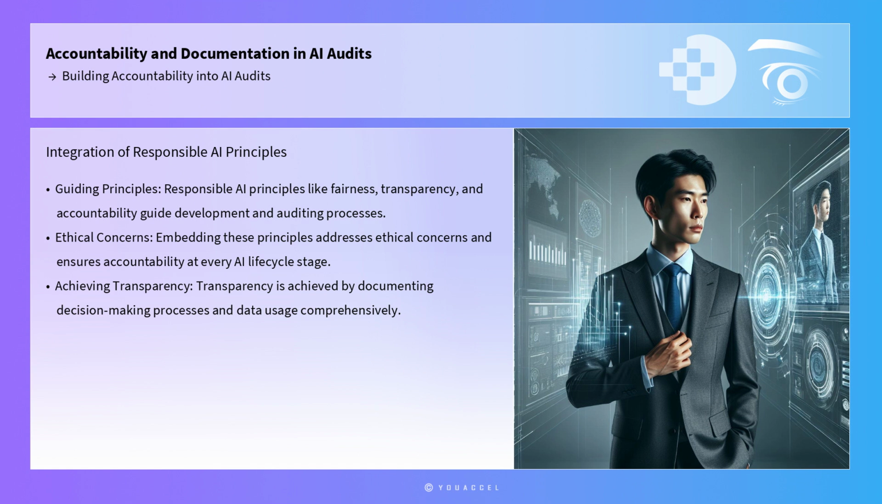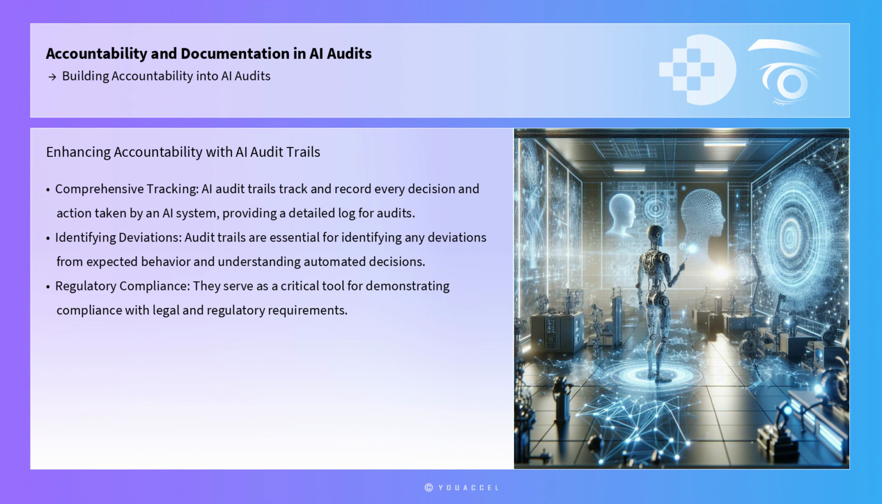One practical tool that can be integrated into this governance framework is the use of responsible AI principles. These principles, such as fairness, transparency, and accountability, can guide the development and auditing processes. By embedding these principles into every stage of the AI lifecycle, organizations can systematically address ethical concerns and ensure accountability. For instance, transparency can be achieved by documenting decision-making processes and data usage comprehensively. This documentation should detail how data is collected, processed, and used by AI systems, and it should be readily available for audit purposes.